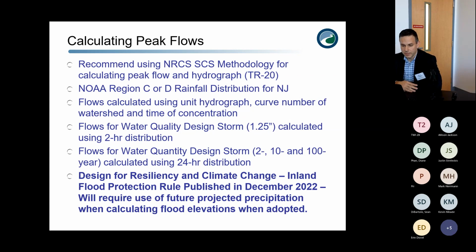And one thing to mention here, coming down the road shortly in 2023, there's proposed inland flood protection rules that address stormwater rainfall depths for these distributions. And these new rainfalls will require use of future projected precipitation when calculating for flood elevations and for stormwater design of stormwater management BMPs. So that we're looking at designing for that resiliency and climate change, where the climate science is showing that the rainfall depths are going to increase over the future.